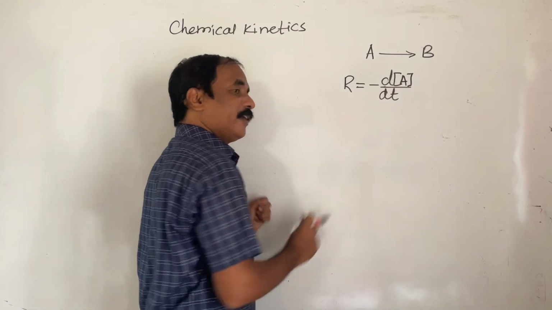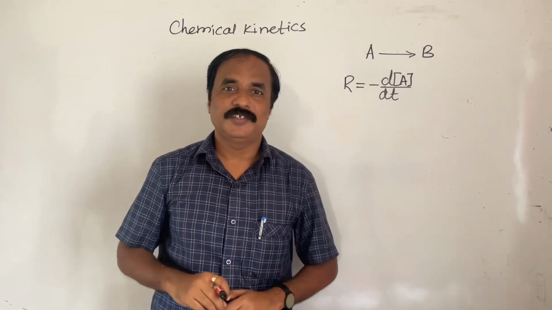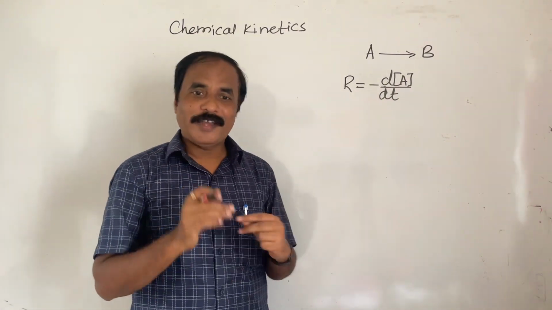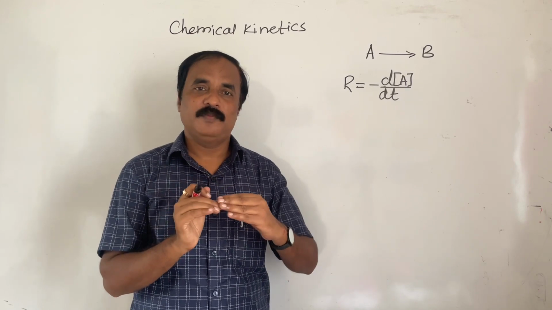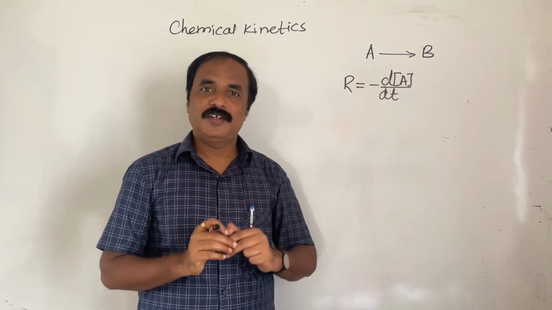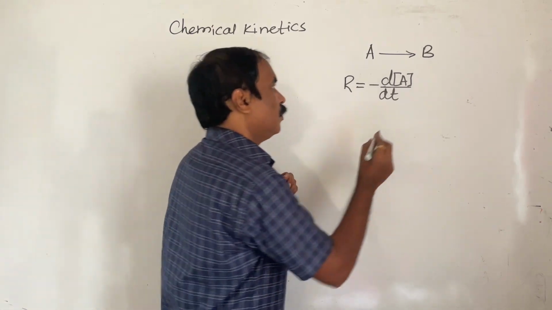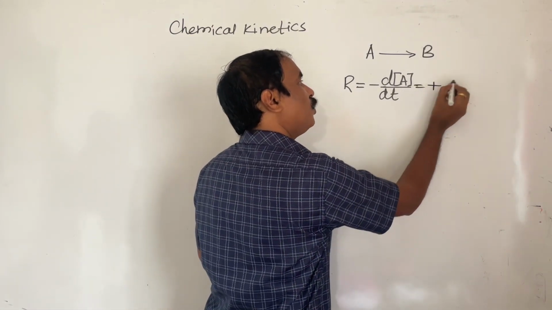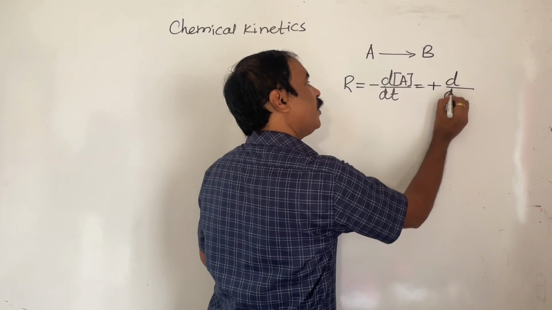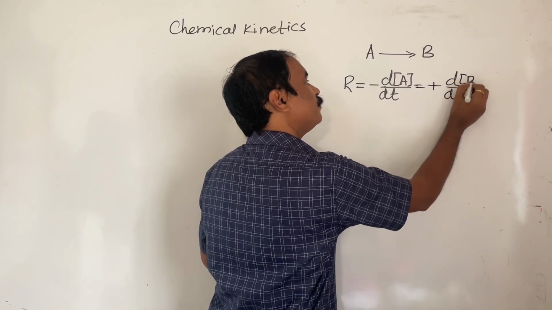A negative sign क्या indicate करता है? Decrease in concentration. जैसे dt यानी time interval per unit time. dA यानी change in concentration. Negative sign decrease in concentration of reactant. Or increase in concentration of product per unit time, that is d by dt of B.